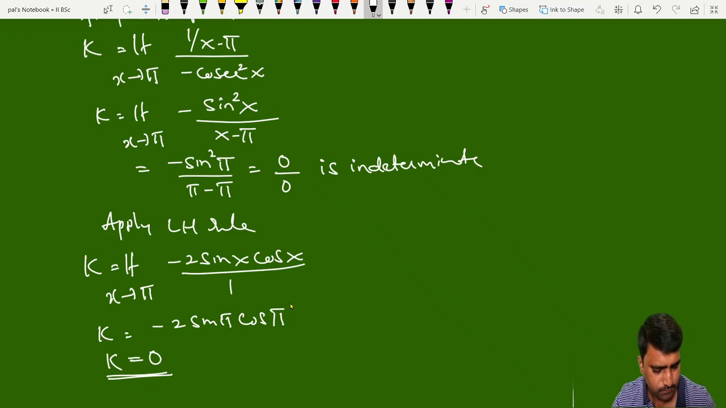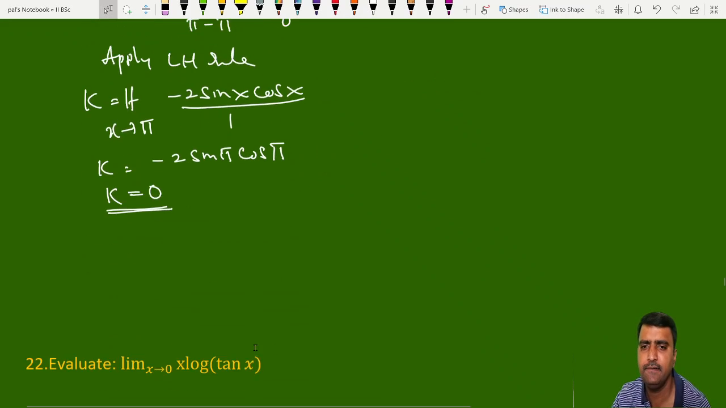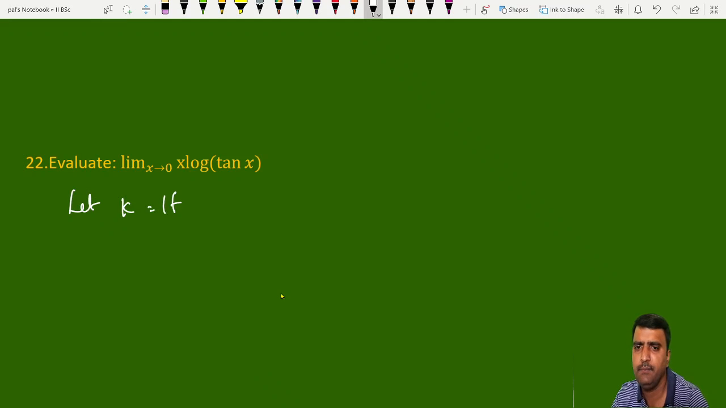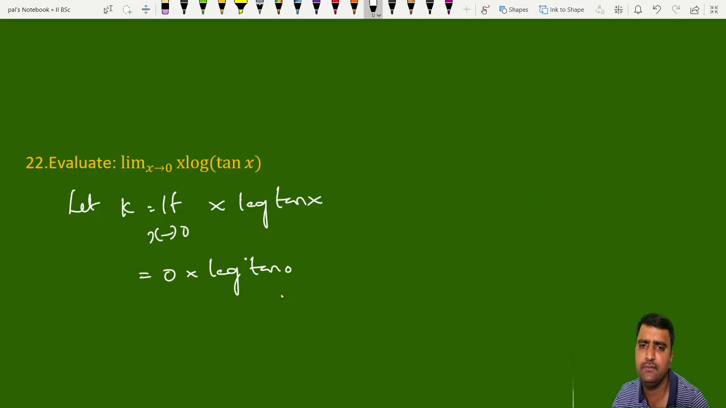Again, one more example of the same type is limit of x into log of tan x. So let k is equal to limit x tends to 0 of x into log tan x. If you apply the limit, it is 0 into log of tan 0. So that is 0 into infinity, because tan 0 is 0 and log of 0 is minus infinity. So 0 into infinity is indeterminate.